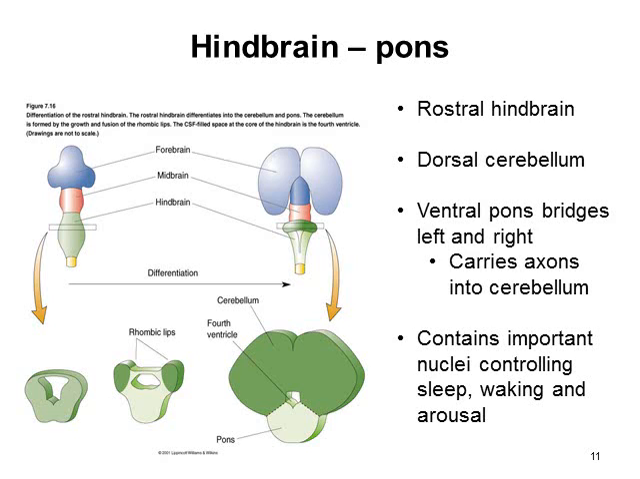You then have the ventral pons in front of it, which bridges the left and the right sides. The pons carries axons into the cerebellum and contains important nuclei which we use in controlling sleep, waking and arousal cycles. So that's how we wake up, and the understanding of how our brain actually controls that.